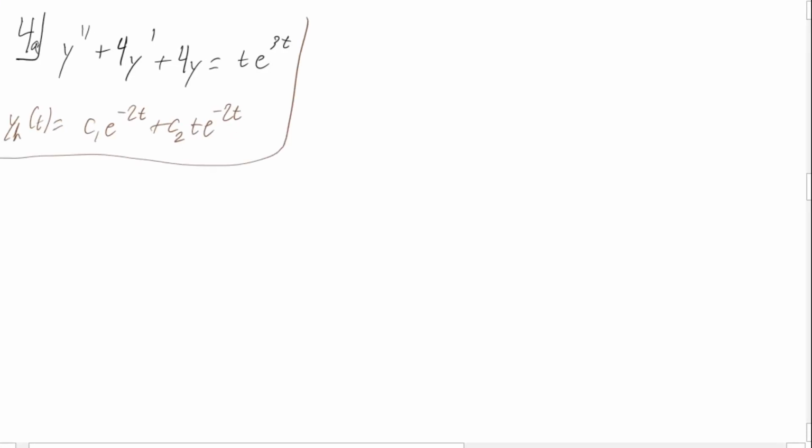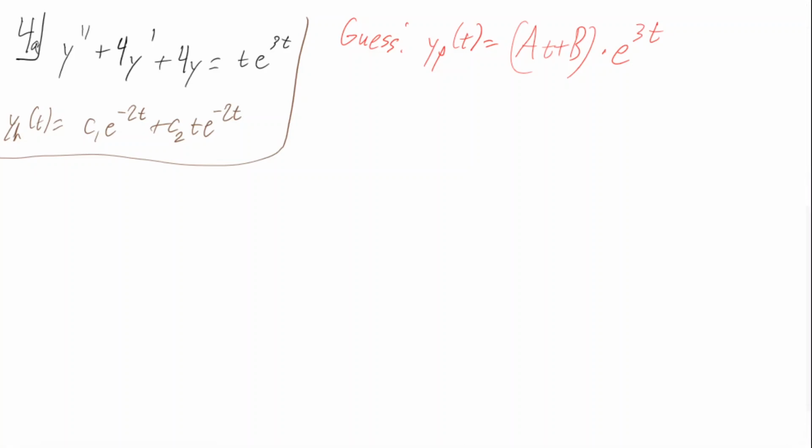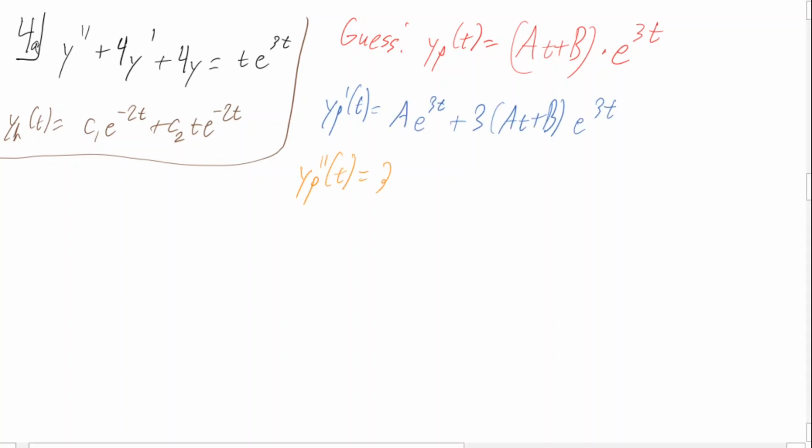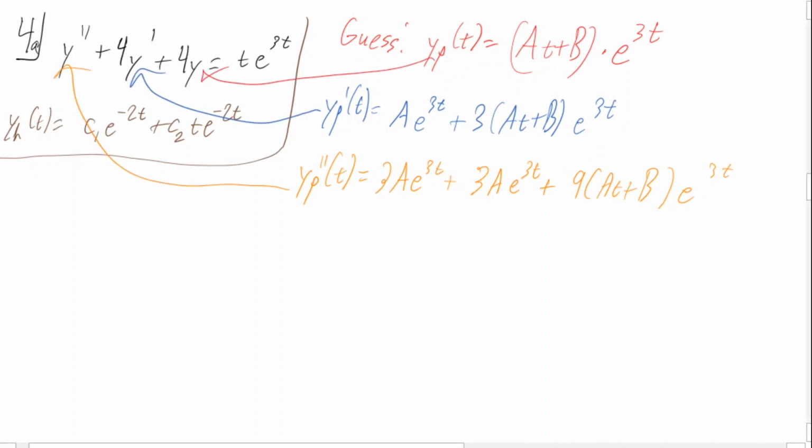But now for our guess, we want to guess something that looks like te to the 3t, but we won't just guess one term. We're going to guess a polynomial of degree 1 times e to the 3t. So at plus b times e to the 3t. And again, whenever there's a polynomial involved, you want to include lower order terms, because when you're taking the derivatives, you're going to have lower order terms involved. So again, we compute the derivatives, we plug the derivatives and the original guess back into the ODE, and then all the terms are going to have an e to the 3t in them.